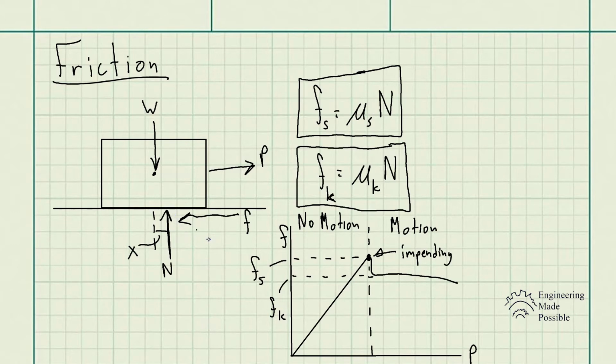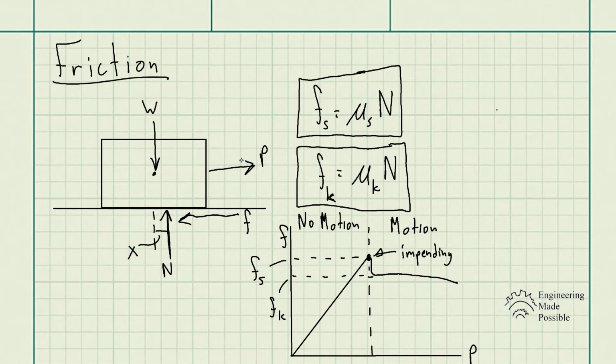One thing that's important to remember is that the frictional force is always opposite to motion or to any potential motion, such as that from P. If P is not sufficient to move the box, the friction is still going to be acting against the force P here.